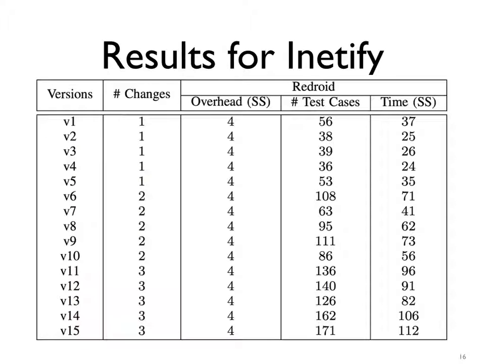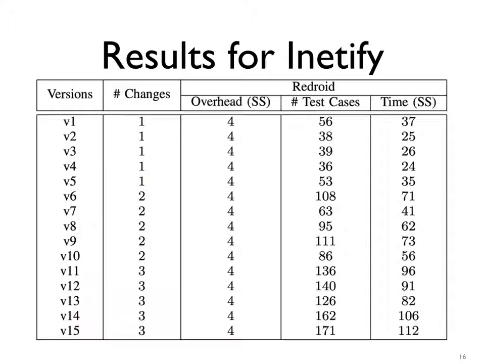Here shows the results of applying retest-all and Redroid on Identify. For RQ3, we found that for Identify, while retest-all selected all the 206 test cases, Redroid selected a range from 36 to 171 test cases, that achieved 16% to 83% reduction in the number of selected test cases.